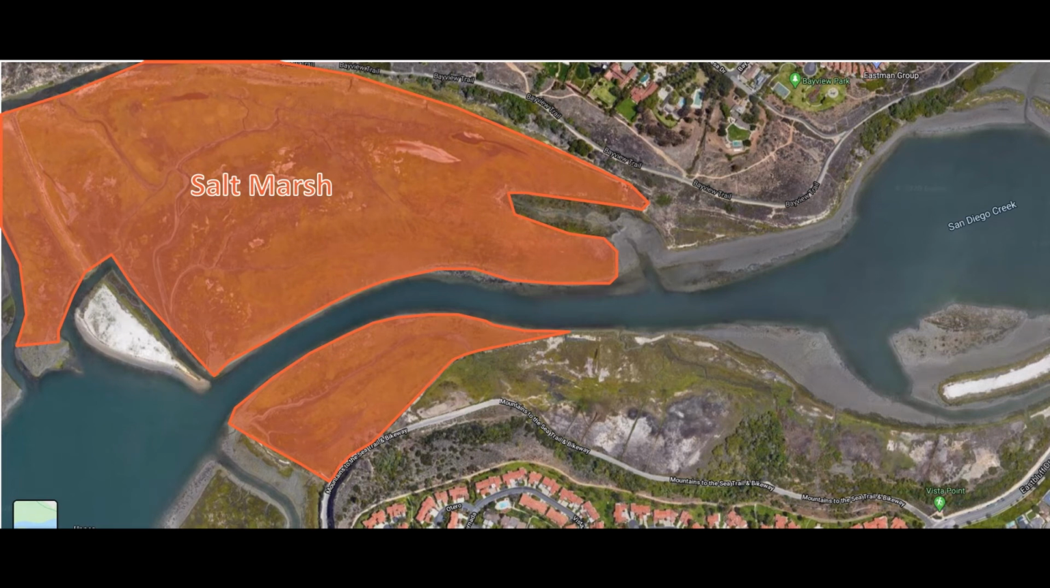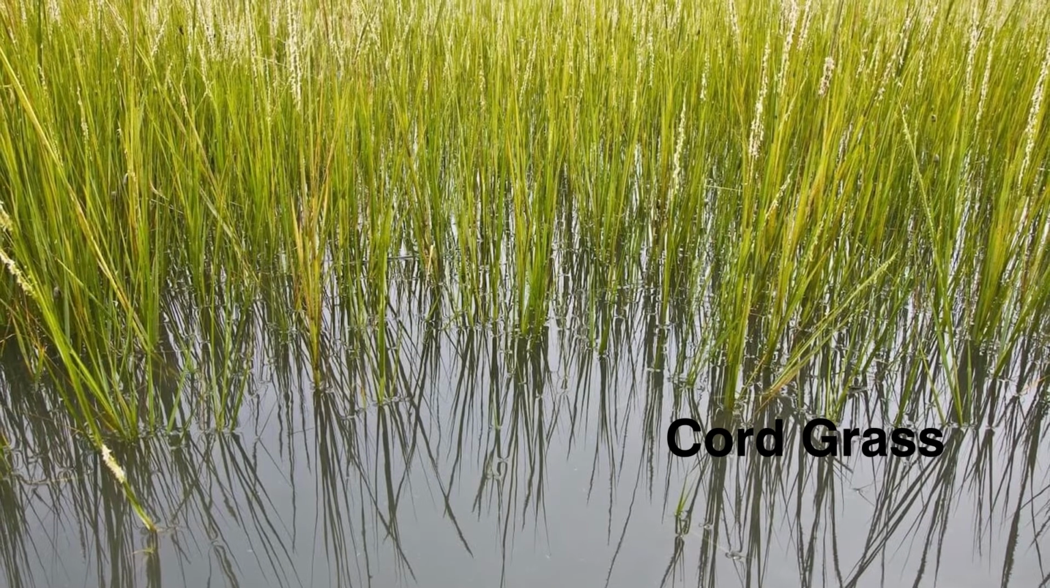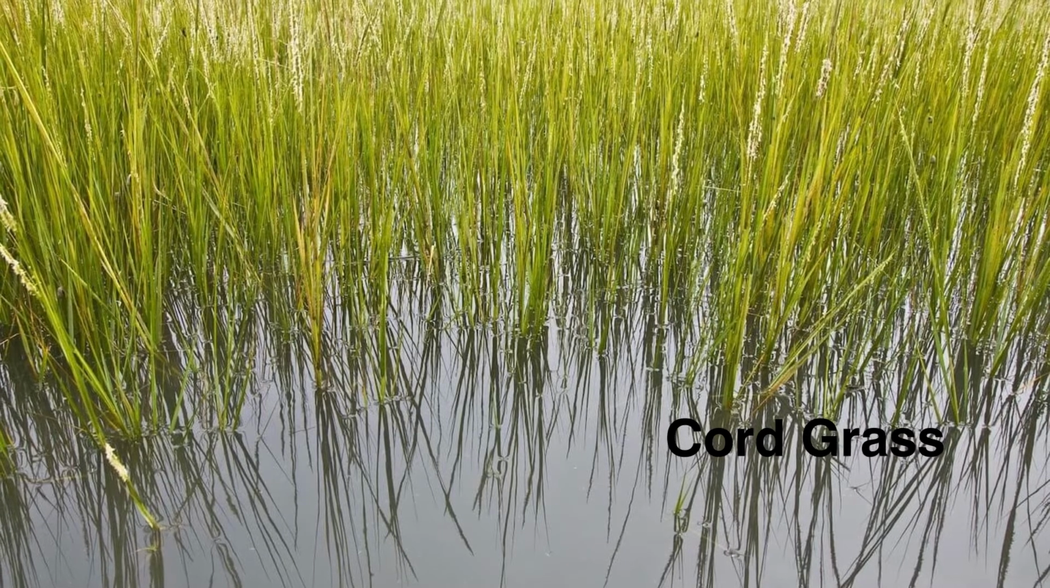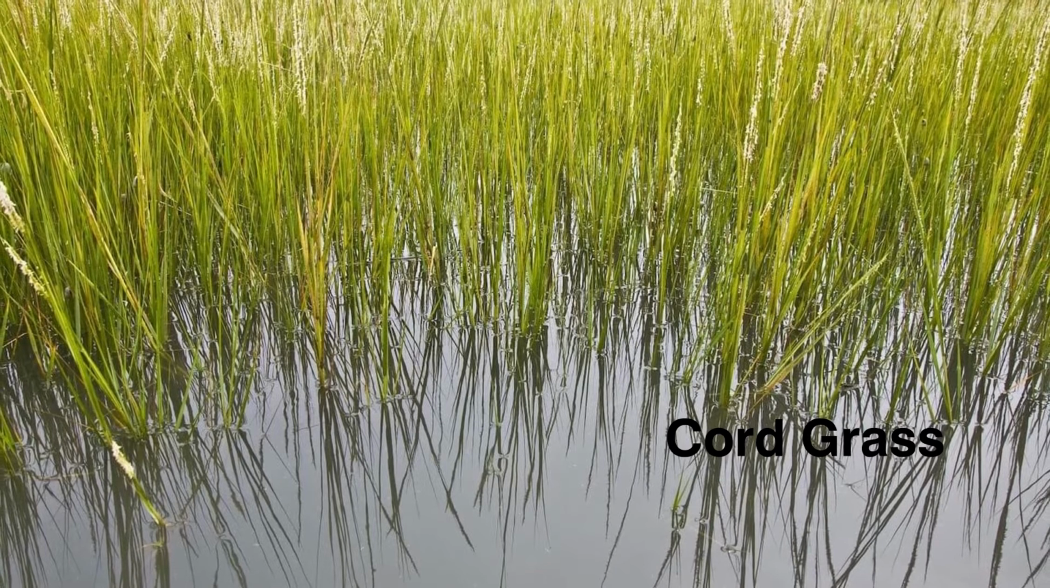Here's an aerial shot of the salt marsh. You can see the salt marsh is quite large. It spans large tracts of land in the Upper Bay. The salt marsh is composed primarily of cord grass, which is another hollow-stemmed plant. It tends to be about maybe 2 to 3 feet tall at the tallest.